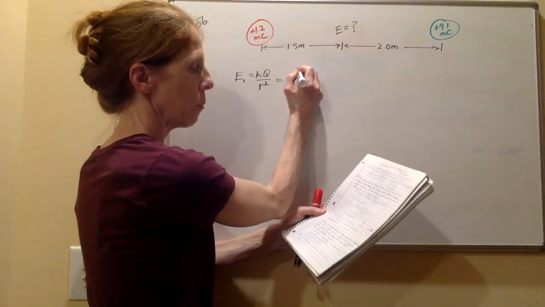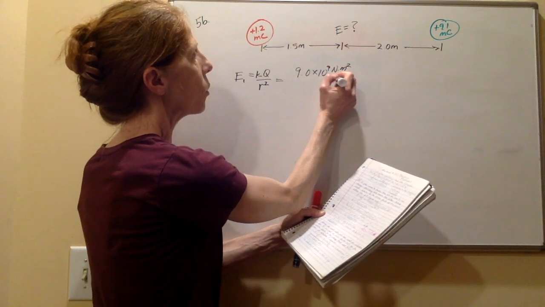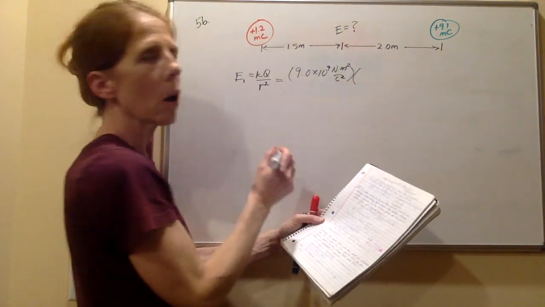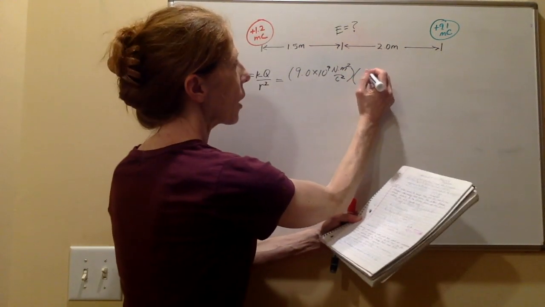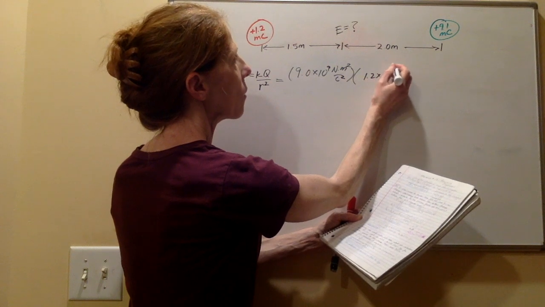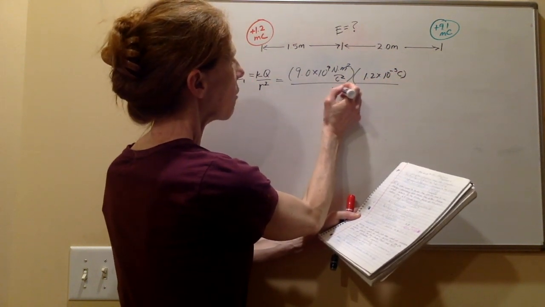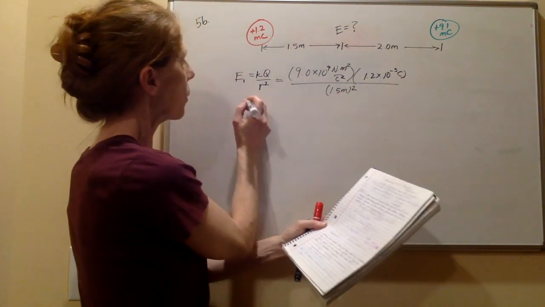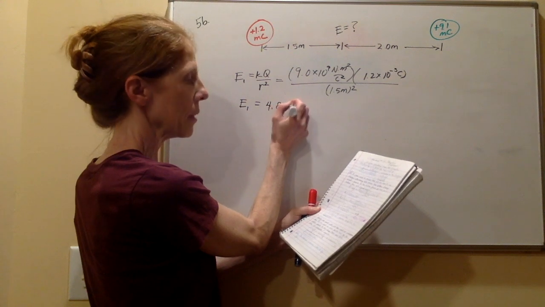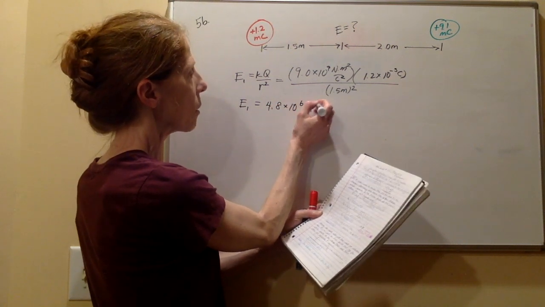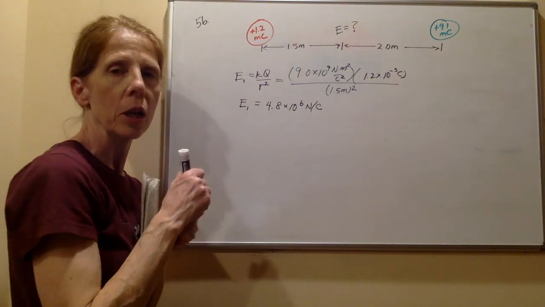Same k, 9.0 times 10 to the 9th newton meters squared per coulomb squared. Our Q is now capital because it's now a fixed charge, but it's the same value, right? We've got 1.2 times 10 to the negative third coulombs, again over r squared, 1.5 meters squared. And if we look at that, our E1 is going to be 4.8 times 10 to the 6 newtons per coulomb.